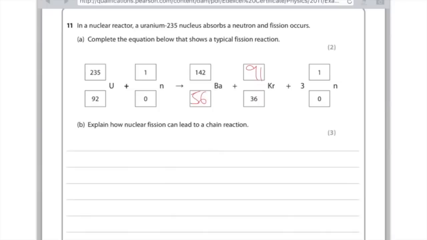B. Explain how nuclear fission can lead to a chain reaction. So for the first mark, you want to say that the neutrons are released, that these are then absorbed by other uranium nuclei, and this causes further fission reactions. For another mark, you could have said that neutrons are slowed by the moderator, but I don't really know why you'd think to write that particularly.